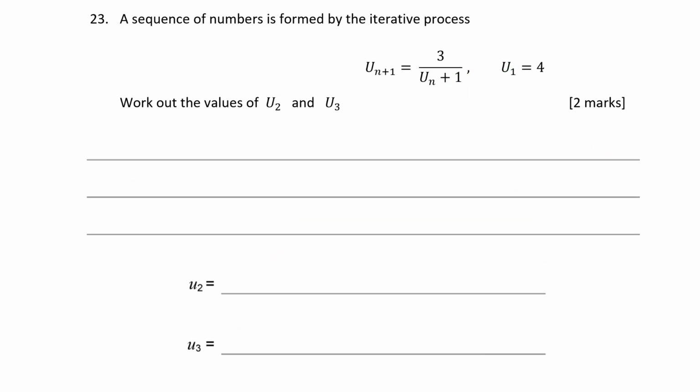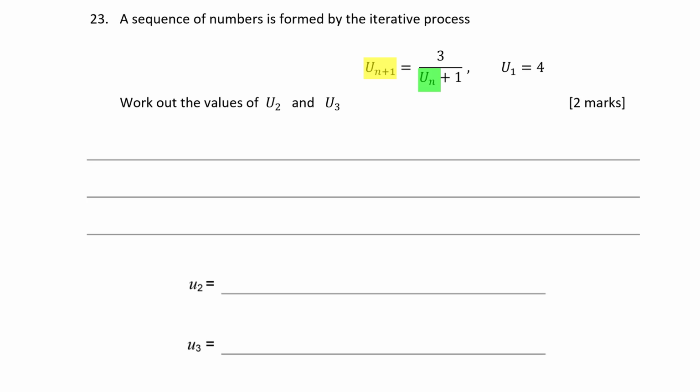Question 23. A sequence of numbers is formed by the iterative process. u(n+1) is equal to 3 over (un plus 1), where u1 is equal to 4. Work out the values of u2 and u3. Right, just before we get going, just note that this u(n+1) is not the same thing as this un plus 1. This u(n+1) is 3 divided by (un plus 1). Okay, so we take our previous value un, we add 1 to it, and we divide 3 by that number, and that will give us our new value u(n+1).